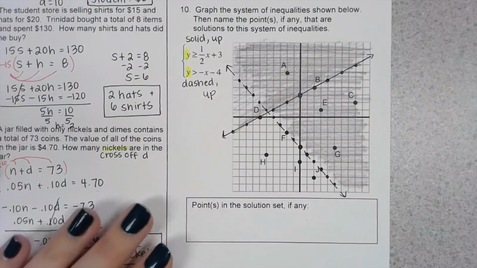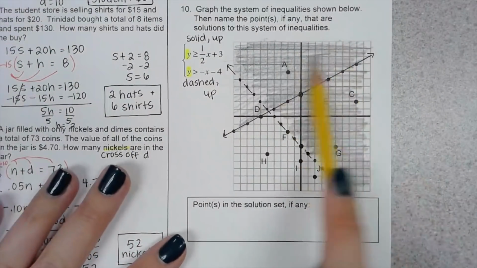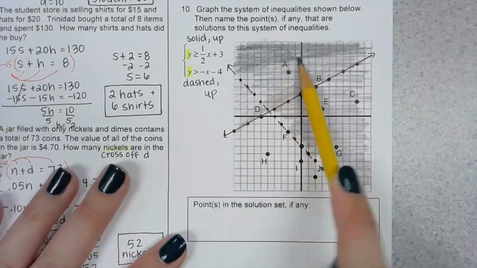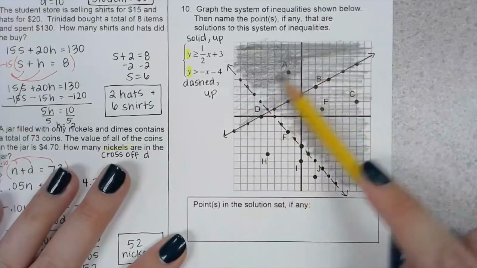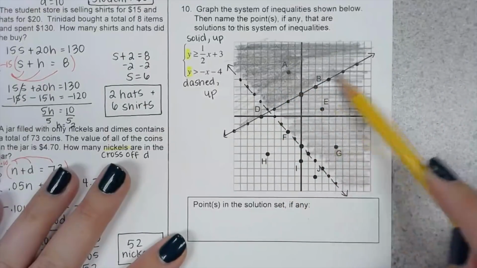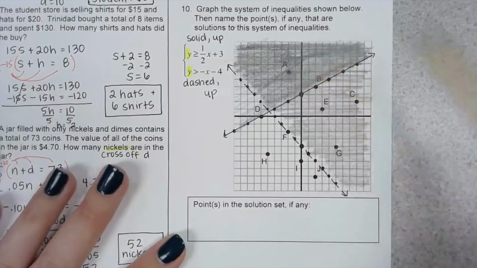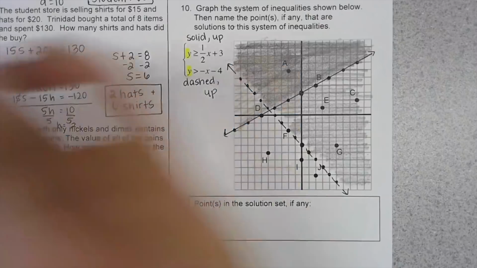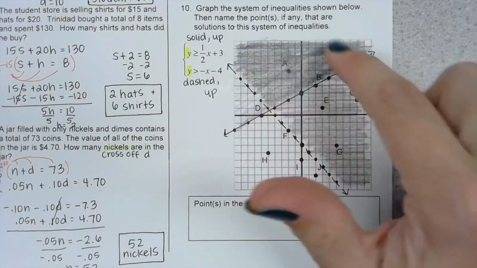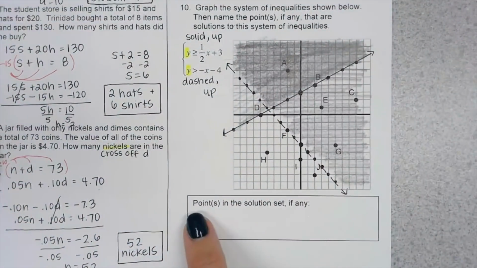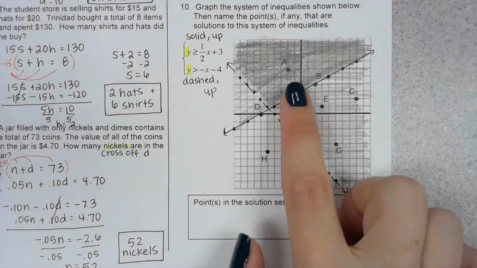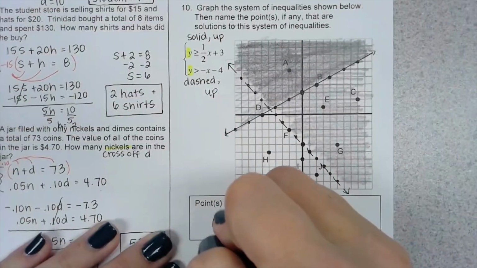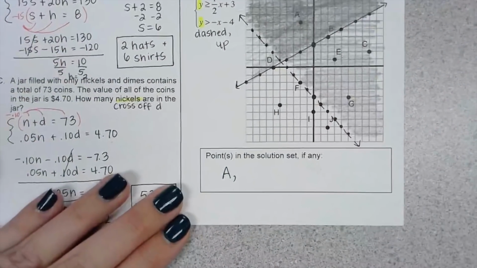And so it would be shaded in this direction, right here. And then the answer to the question is the dark part where the two shaded regions overlap. So for this one, you shaded above both lines, and it gives you this part of the graph right here. That's the part where it's shaded dark. The question says what points are in the solution set, if any. So we can all agree that A is for sure in the solution set because A is in the shaded part. So you would list A as one of your points. That's an answer to this question.